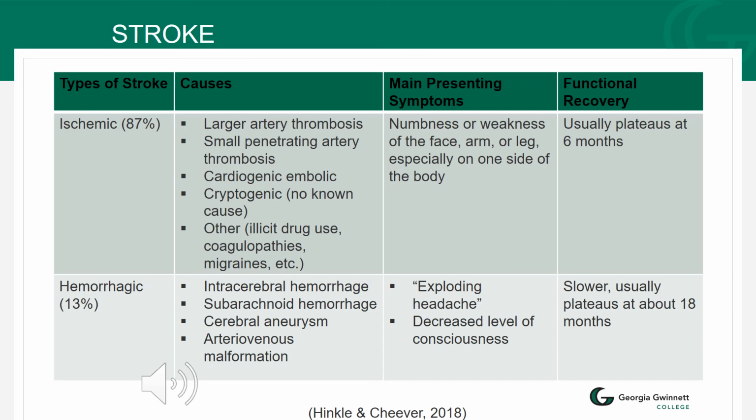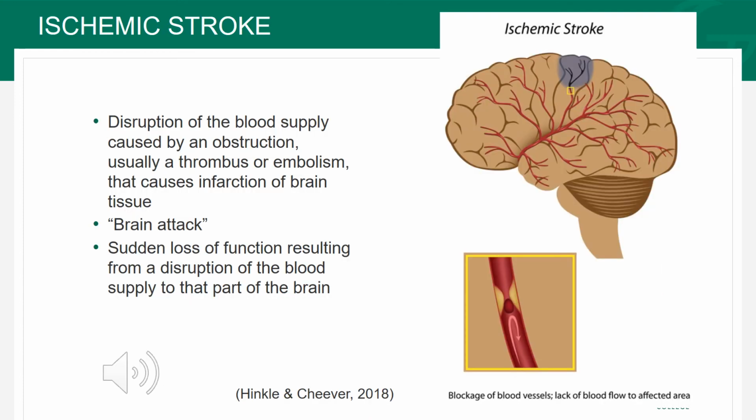In this class, we will focus on ischemic stroke. An ischemic stroke is the disruption of the blood supply caused by an obstruction, whether it's a thrombus or an embolism. And it causes infarction of the brain tissue. It causes death of the brain tissue. And you can see in that small box below the brain, you can see the plaque has built up inside that artery, and it's made it narrow. And a little embolus has broken off from somewhere and has traveled to this narrowing area.